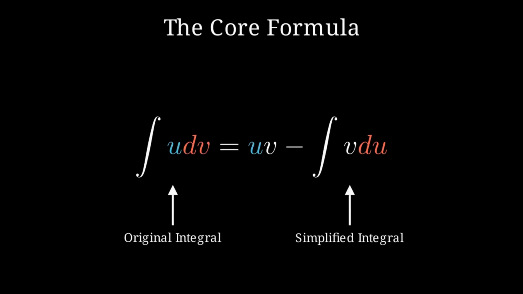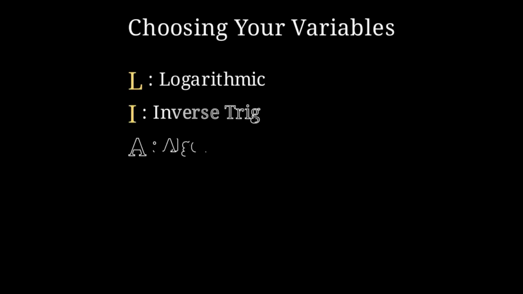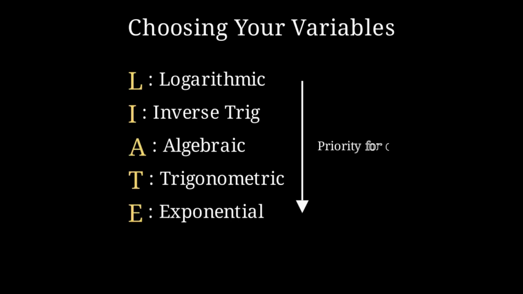Our goal is to choose u and dv so that the new integral on the right is easier to solve than the original. Choosing the right u is critical. We use the LIATE rule as a guide. Generally, you want to pick u as the function that becomes simpler when differentiated, and dv as the part that is easy to integrate.